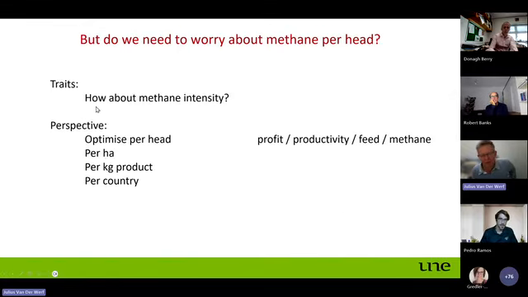So how about methane intensity? That's often supposed to be the ultimate goal, we think. Let's talk a bit about that. But also let's talk a bit about the perspective: do we optimize it per head, per hectare, per kilo of product, or in New Zealand they optimize it per dry matter intake for some reason. So what does it all mean?